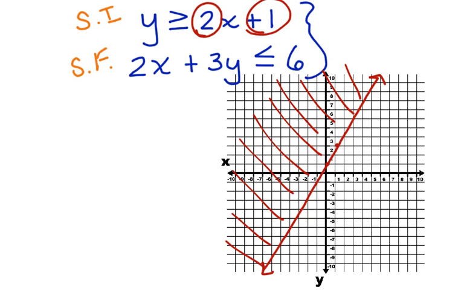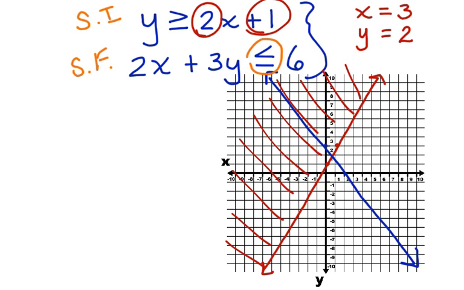2 goes into 6 3 times, so our x-intercept is 3. 3 goes into 6 2 times, so our y-intercept is 2. Now let's graph this line, and we'll graph it in blue. Now this inequality says that it's less than or equal to, so we would shade everything below the line.